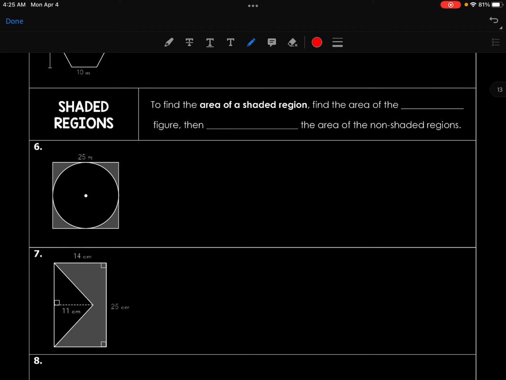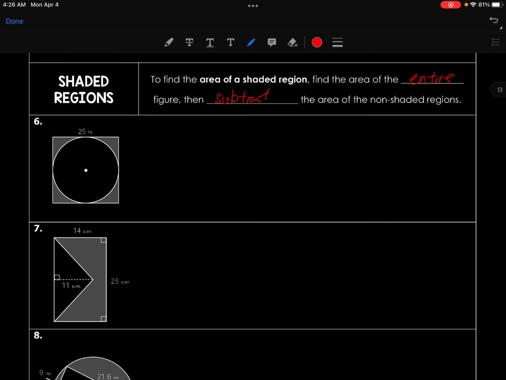Now let's go over how to find areas of shaded regions. Well, to find the area of a shaded region, find the area of the entire figure, then subtract the area of the non-shaded region. So some of the questions on the EOC will look like this. Step number 1, identify the area of the shaded region. In this case, if it's hard to tell, this part is the shaded region.